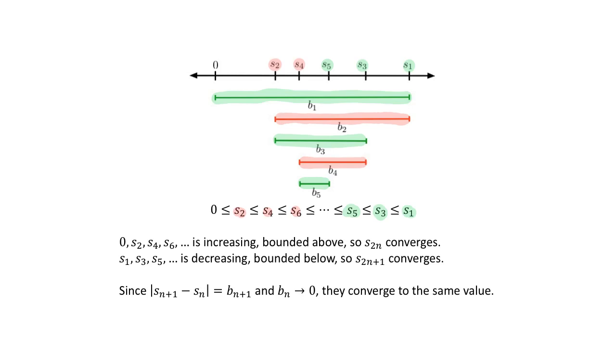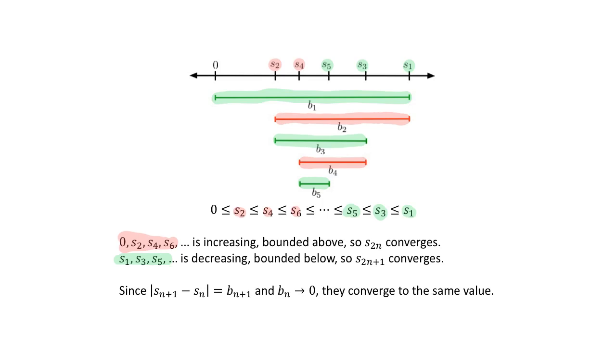The even ones form an increasing bounded sequence, a sequence that's bounded above. Wait a minute, how do I know it's bounded above? It's bounded above because, well, S1 is going to be larger than any of those. Since it's increasing and bounded above, it converges. Similarly, S1, S3, S5, and so forth is decreasing and bounded below by 0, and so that sequence is going to converge.